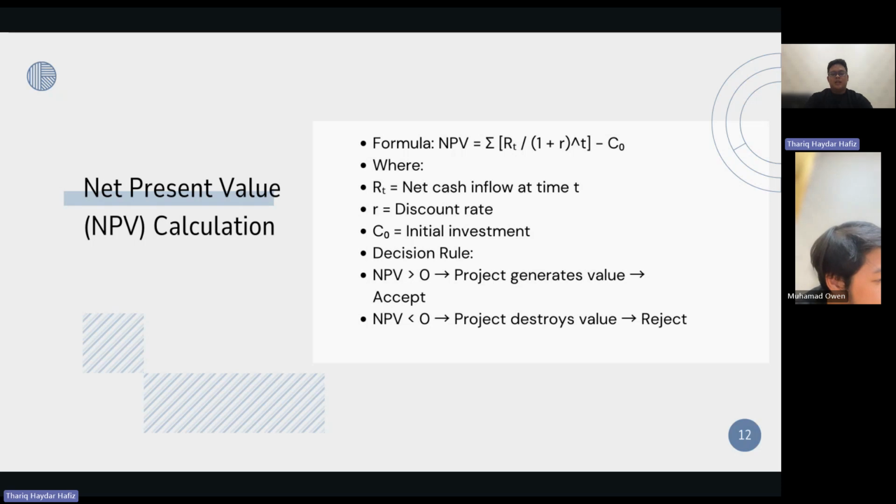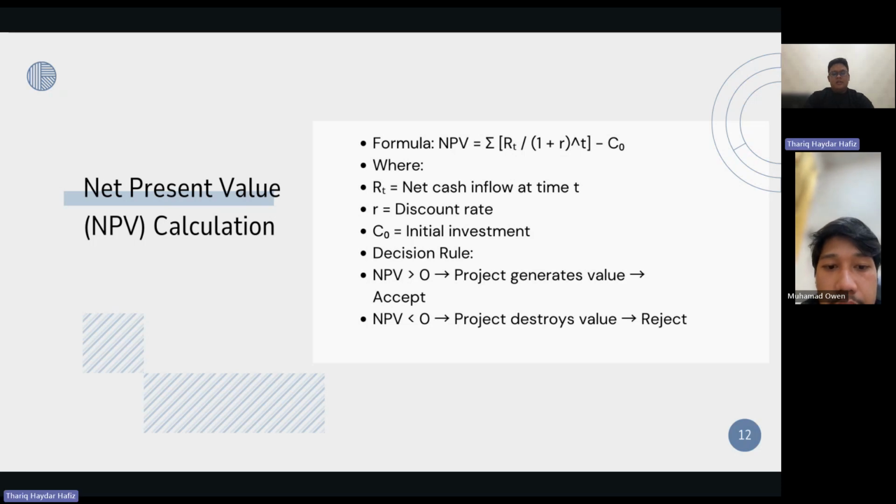The formula is NPV equals sigma, parenthesis, net cash inflow at time t divided by 1 plus the discount rate to the power of time, and minus the initial investment. So you can see the Rt stands for net cash inflow at time t, and r is the discount rate, and the C0 is the initial investment.